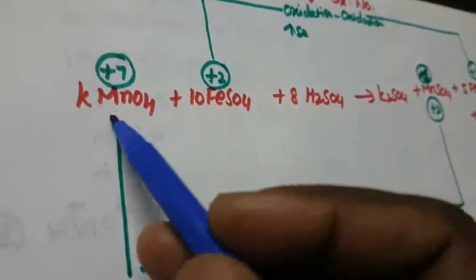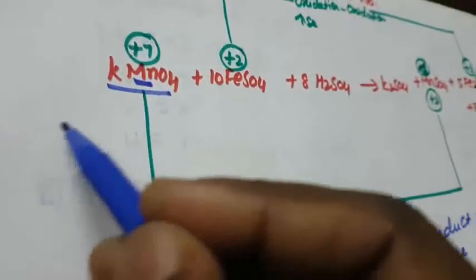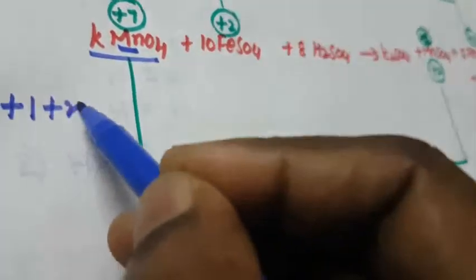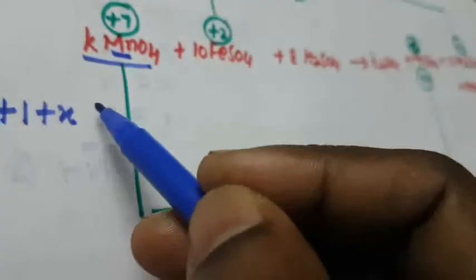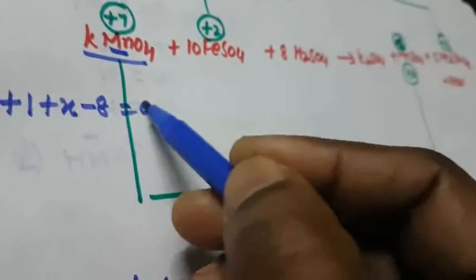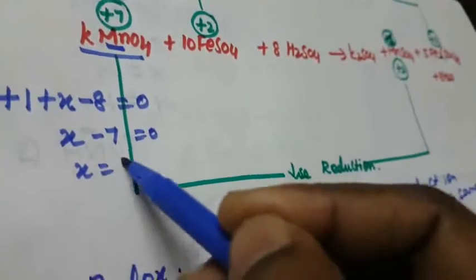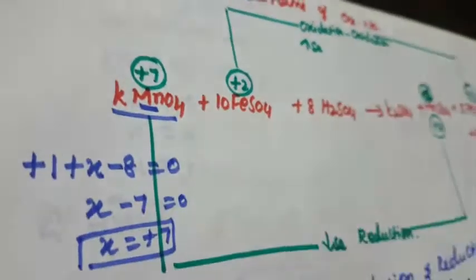So how to calculate the oxidation number of Mn in KMnO4? Potassium is +1, manganese is X, oxygen is -2 into 4, so that is -8, equal to 0. So X - 7 equal to 0, X is equal to +7. So I am writing here +7.